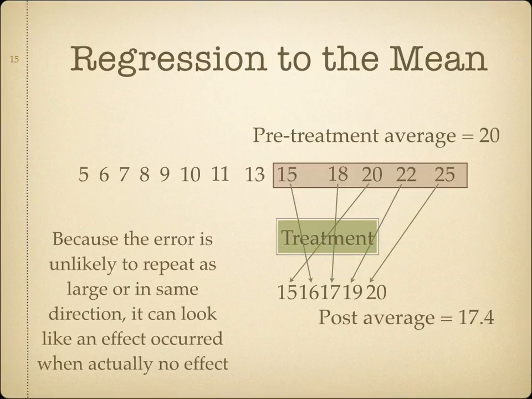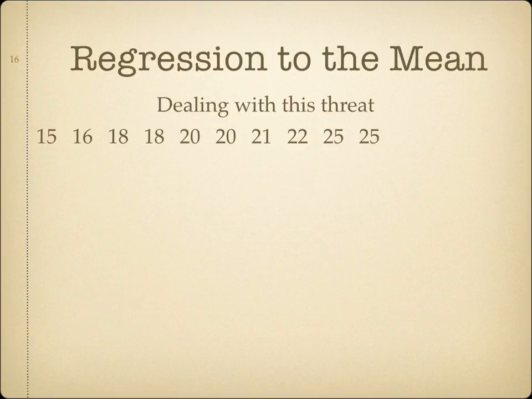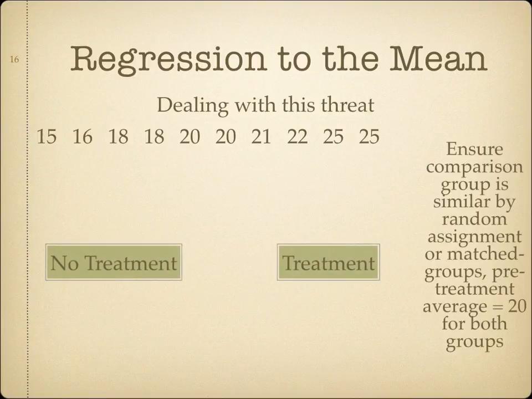To do that, let's imagine that we've got twice as many people, and we have a distribution of scores that looks like this, a little bit more filled out than before, but ranging from 15 to 25, the same range we had before. We're going to deal with this threat by having 2 groups, and we're going to ensure the comparison group is similar by use of random assignment or a matched groups procedure, as we were talking about in Chapter 10. The pre-treatment average will end up being 20 for both of these groups.